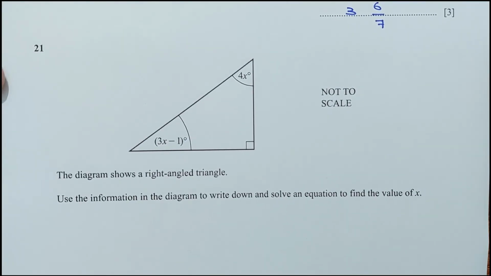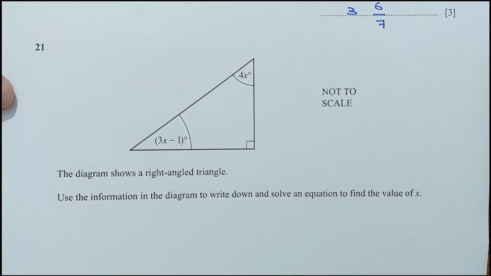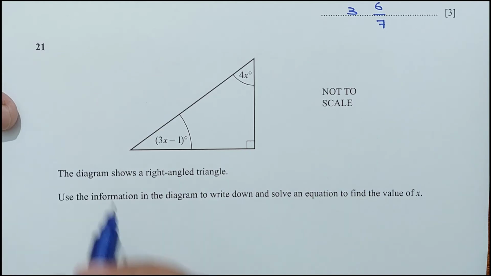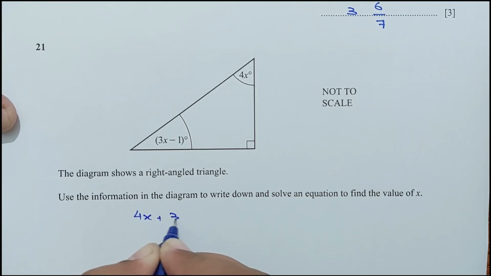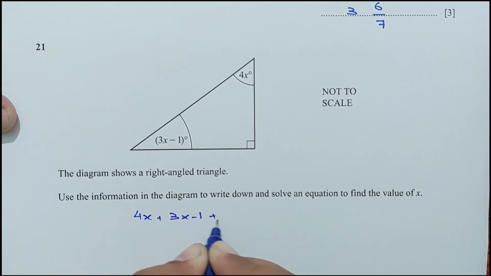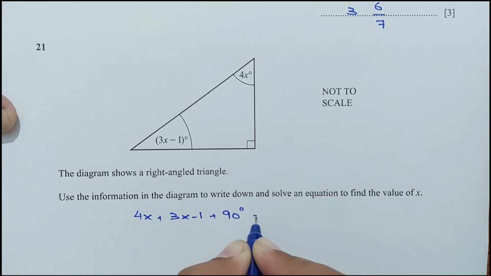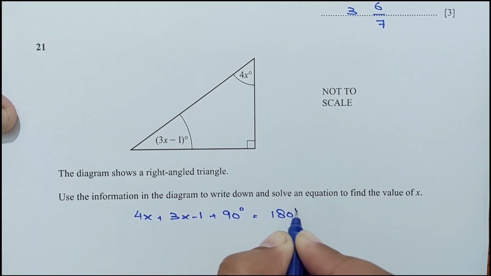Question number 21. The diagram shows a right angle triangle. Use the information in the diagram to write down and solve an equation to find the value of x. Okay, it's a right angle triangle. We know that the sum of all angles of a triangle add up to 180. So 4x plus 3x minus 1 plus 90 degrees is equal to 180 degrees.